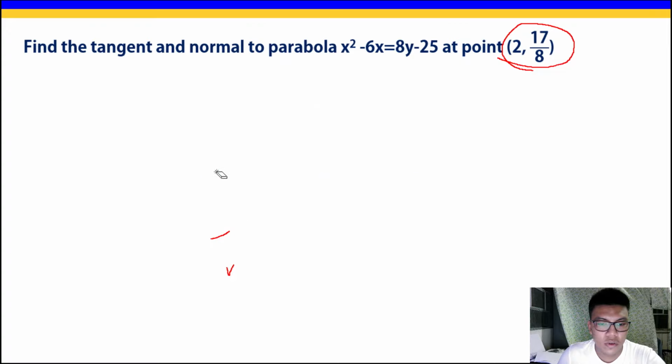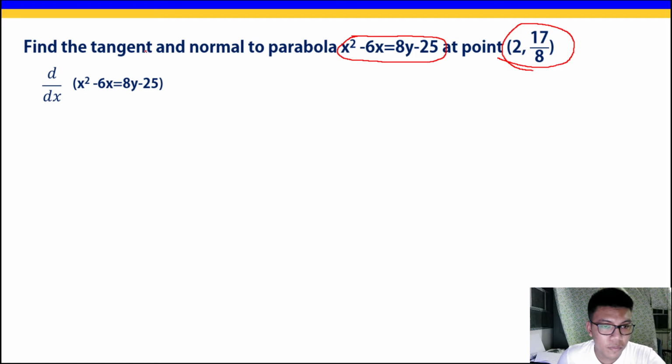Tuloy natin ang pagsosolve. So, first thing to do, we get the first derivative of this. So, kung napapansin, implicit differentiation tayo dyan. So, get the derivative of x squared minus 6x is equal to 8y minus 25. Inulit ko, no need to plot the curve. So, derivative ng x squared, that is 2x, minus 6x, so 6x ay magiging 6 na lang. Then, we have 8y. So, ang derivative ng 8y, tatabi lang natin yung 8. Tapos, derivative ng y, so, y prime, minus 25. O, derivative ng 25, 0. So, ito yung ating magiging sagot, 2x minus 6 is equal to 8y prime.